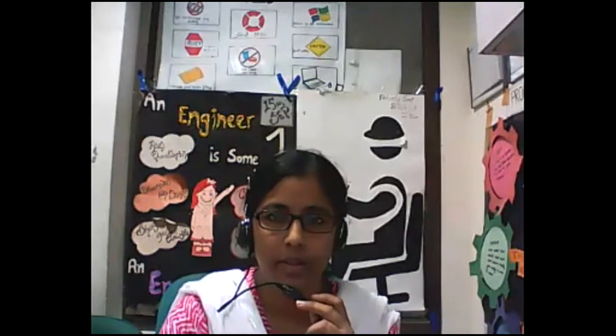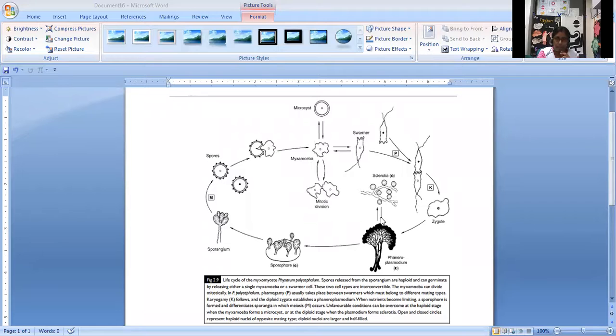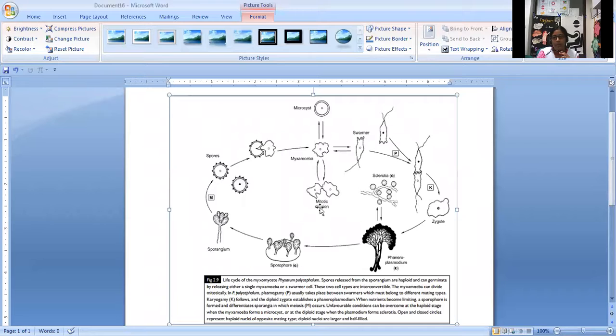So here you can see the life cycle of the myxomycetes. The spores released from the sporangium are haploid, and can germinate by releasing either a single myxamoeba or swarmers. These are the swarmers. These two cell types are convertible. The myxamoebas can divide mitotically, and fusion usually takes place between the swarmers, which must belong to different mating types.